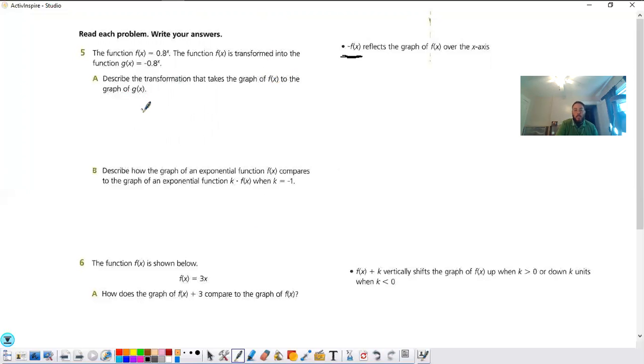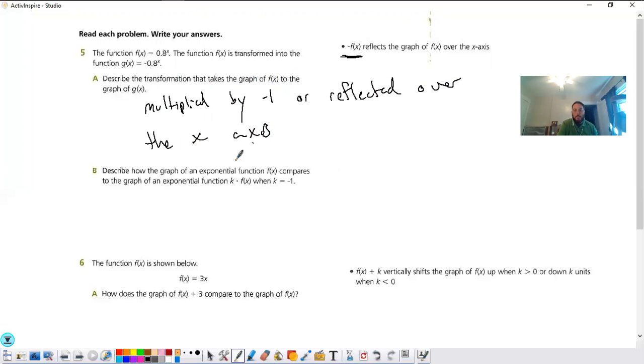So the transformation is, right, we multiply by -1, or reflected over the x-axis. So describe how the graph of exponential function f of x compares to the graph of exponential function k times f of x when k equals -1. You can just say it always reflects over the x-axis.